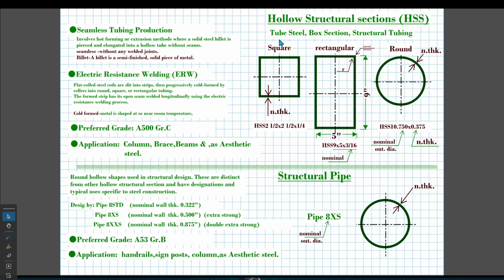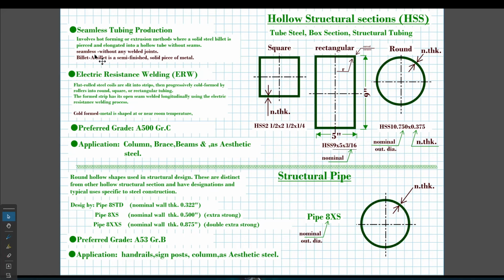Today, in structural shapes, we see hollow structural sections. Shortly we write them as HSS, and commonly we call them tube steel, box section, and structural tubing. These hollow structural sections are manufactured by two processes. The first one is seamless tubing production, and the other one is electric resistance welding.